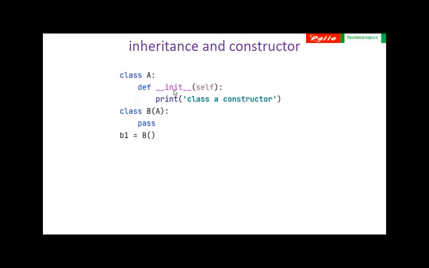Now in A class I'm having a constructor. So in B class, do I have a constructor? No. So I'm creating an object of B class. So now tell me what will be the output of this code? How? Default. Tell me what will be the output of this code? The answer is correct, but how?